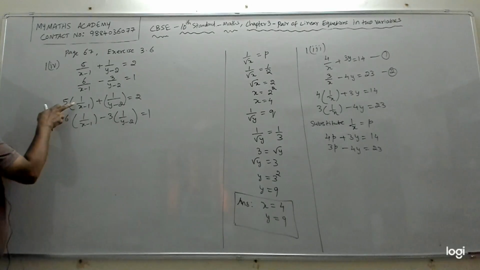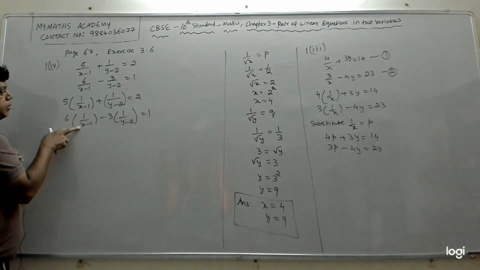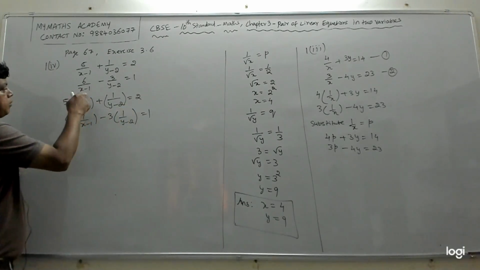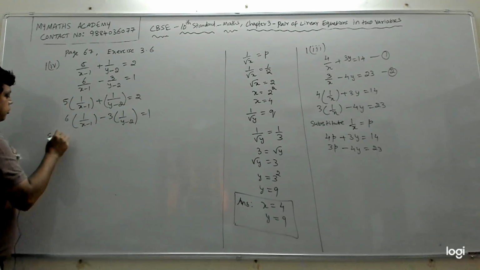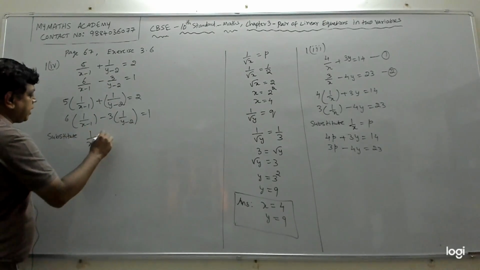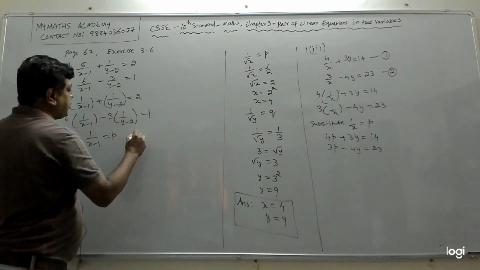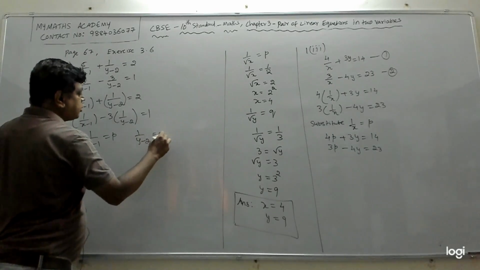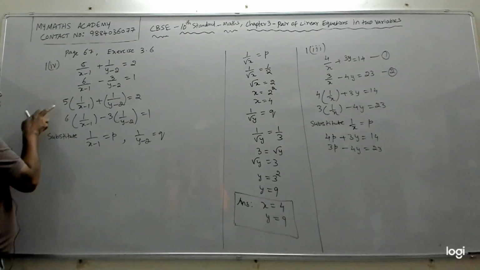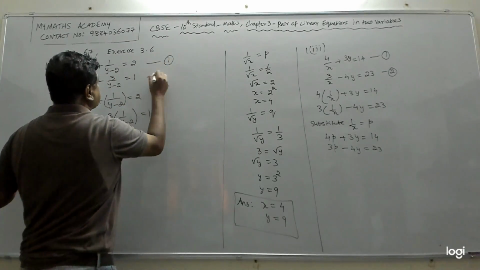Now what substitution will we make here also? 1 by x minus 1, 1 by x minus 1. This is 1 by y minus 2, 1 by y minus 2. So we will substitute 1 by x minus 1 as p, and here 1 by y minus 2 we will substitute as q. So if you put this, what do these equations become? This is equation 1, this is equation 2.